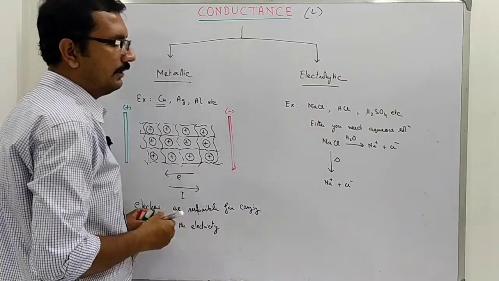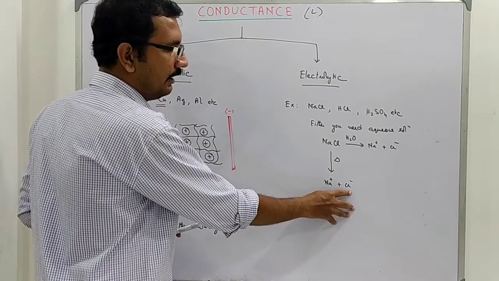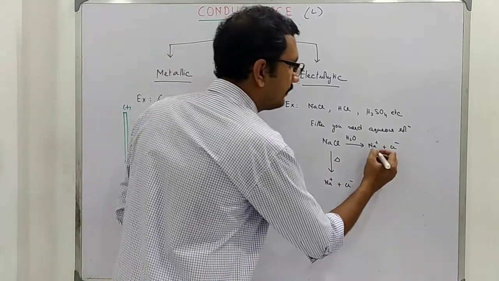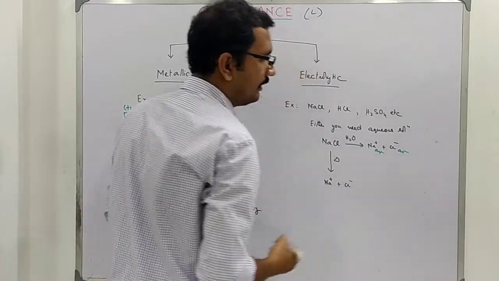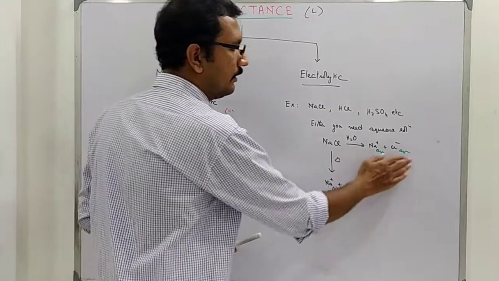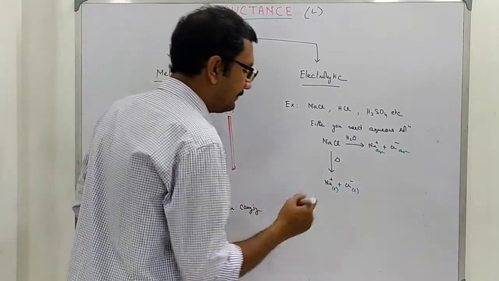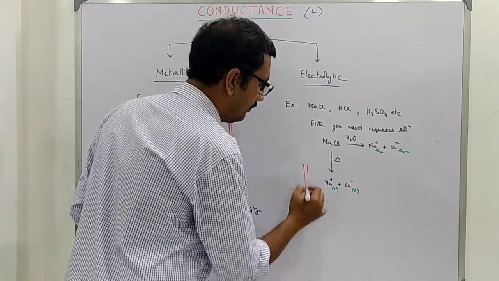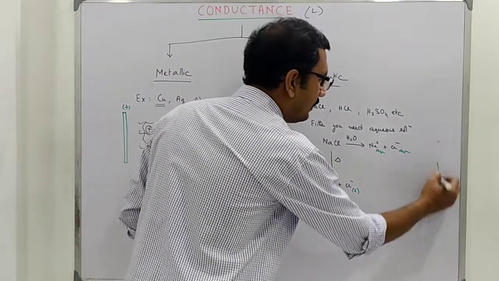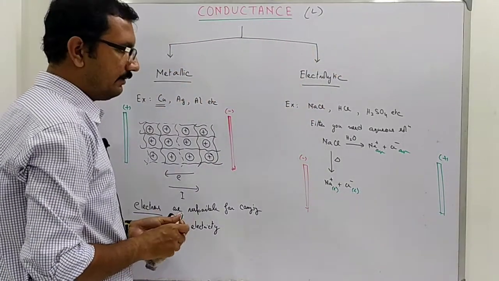But what happens here? If you melt it, you get cation and anion, and if you take these salts in water, you will get solvated cation and anion. Here it is in liquid form, and here it is in solvated form. In either case, you get cation and anion. So, when you apply a potential difference, a negatively charged electrode is placed and a positively charged electrode is placed, then what happens?